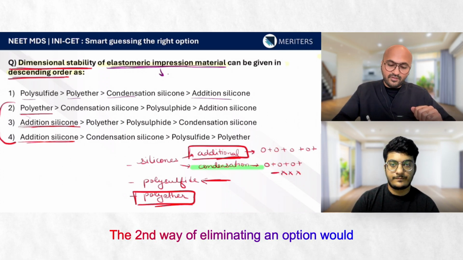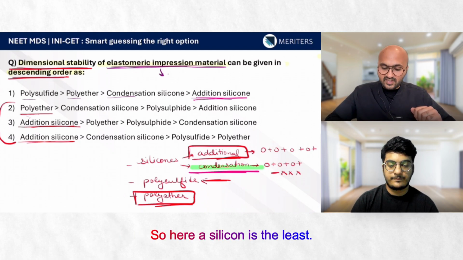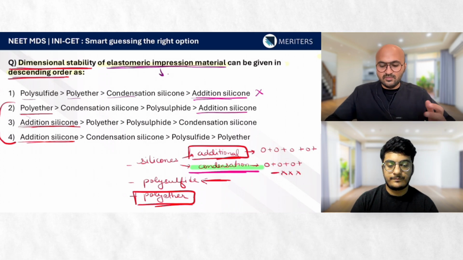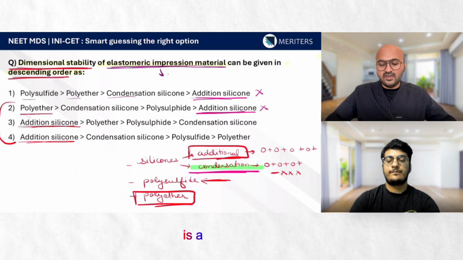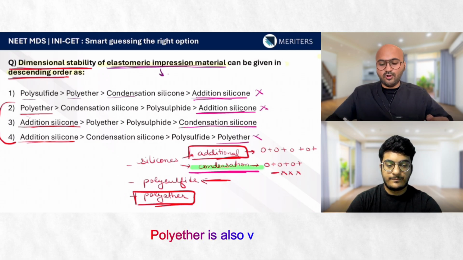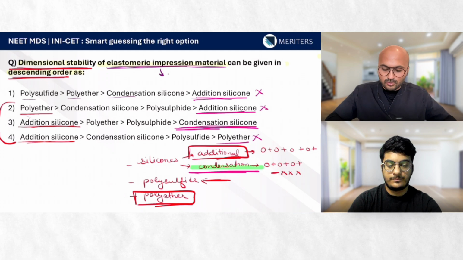The second way of eliminating an option would be to see the least stable material. So here A silicon is the least. No, this cannot be correct because it is actually a very stable material. This option cannot be correct because this is again A silicon. That leaves us with C silicon and polyether. Polyether is also very stable. It can be repoured. So that leaves us with this option.